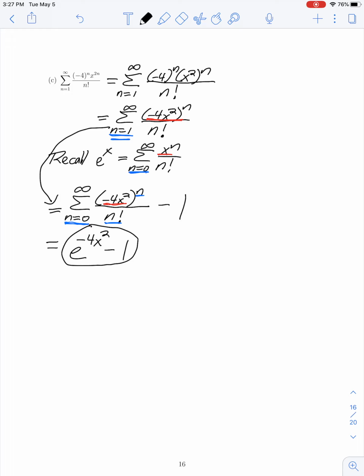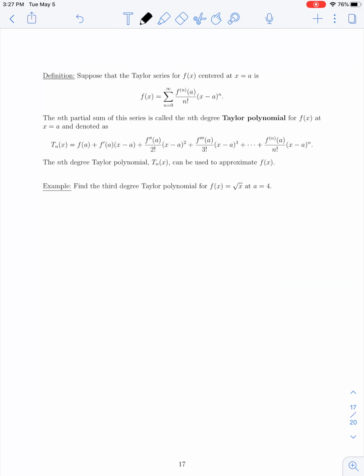Now, in the last part of this section, we're going to talk about something called a Taylor polynomial, which is a polynomial approximation of a function. And the reason that we might be interested in approximating a function by a polynomial is that polynomials are pretty easy to work with. We know they're easy to take derivatives of, integrals of, limits of. So having a polynomial approximation of a function, which is a little bit difficult to work with, is often very useful in some applied problems.